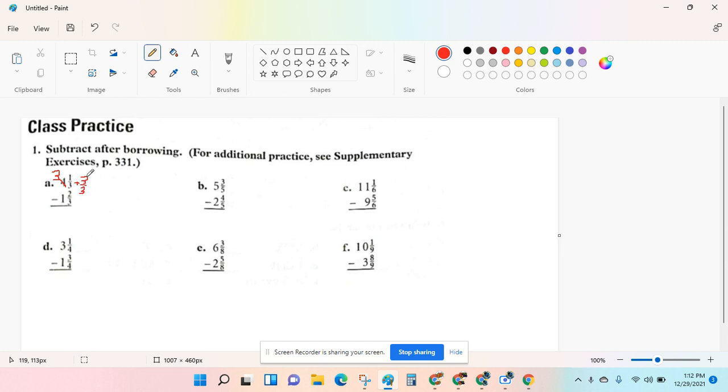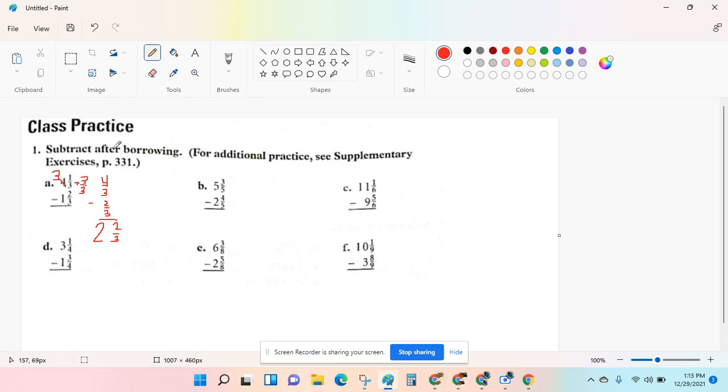So now we have 1/3 plus 3/3, which is going to give us 4/3. And we're just going to bring this over. We're going to say take away 2/3. And then that's going to leave us with 2/3. Now, if we say 3, take away 1, that's going to give us 2. So 2 and 2/3 would be the answer.